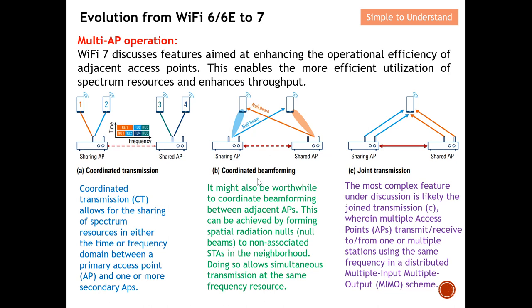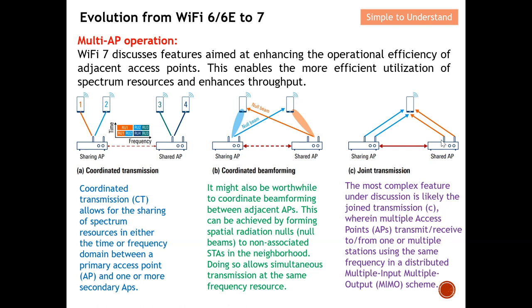So this one is called the coordinated beamforming, which means that we steer the beam to serve the particular user. Last but not least is the joint transmission. I guess you understand why it's called joint transmission. For example, there is only one user, and two APs serve this user simultaneously together. The most complex feature under discussion is likely the joint transmission, where multiple access points transmit or receive from one or multiple stations using the same frequency in a distributed multiple-input, multiple-output scheme.